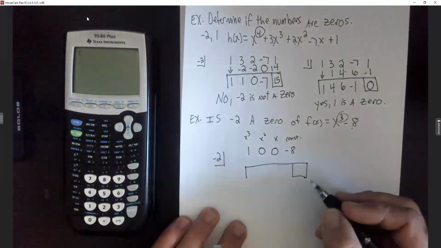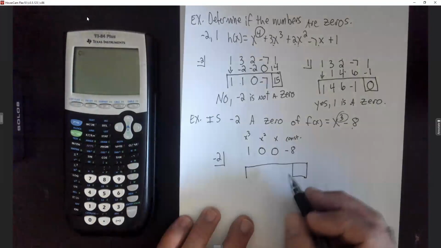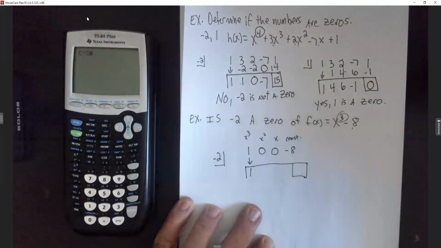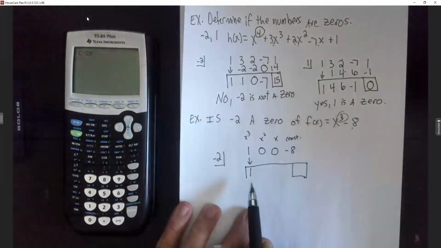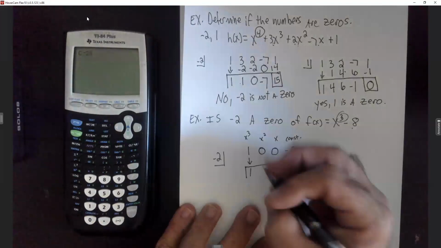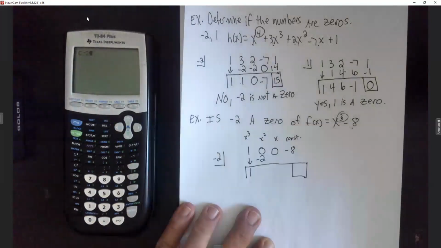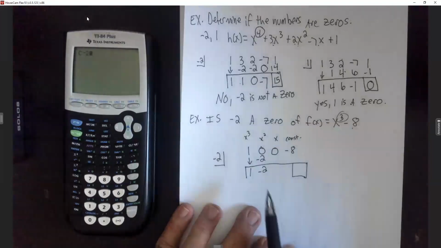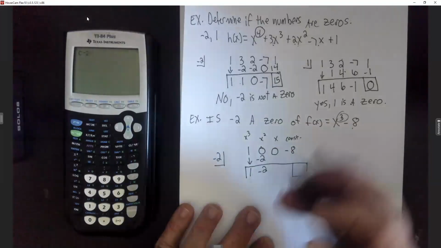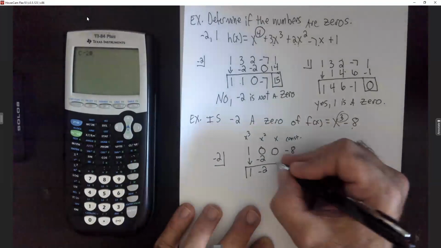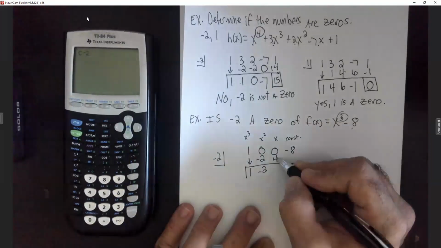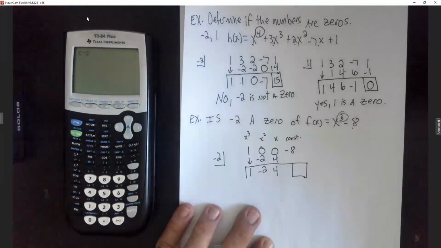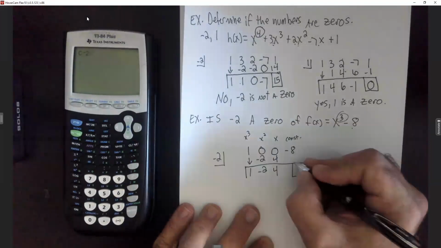All right, so let's see what we get before we see what that calculator is going to get, okay? So bring down the 1. 1 times -2 is -2. 0 plus -2 is -2. Then I'm going to multiply. -2 times -2 is 4. 0 plus 4 is 4. And then let's see what we get. 4 times -2 is -8.